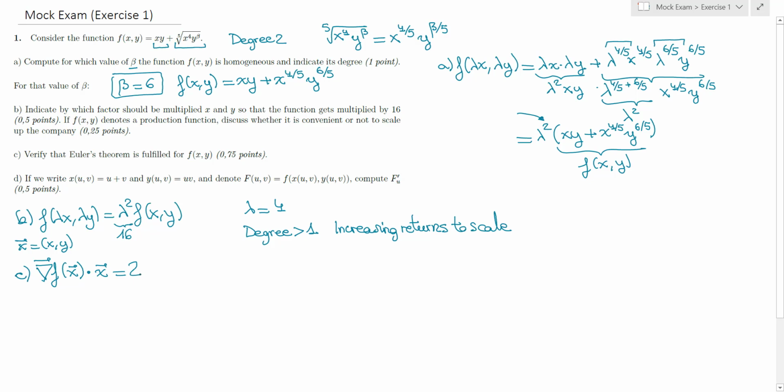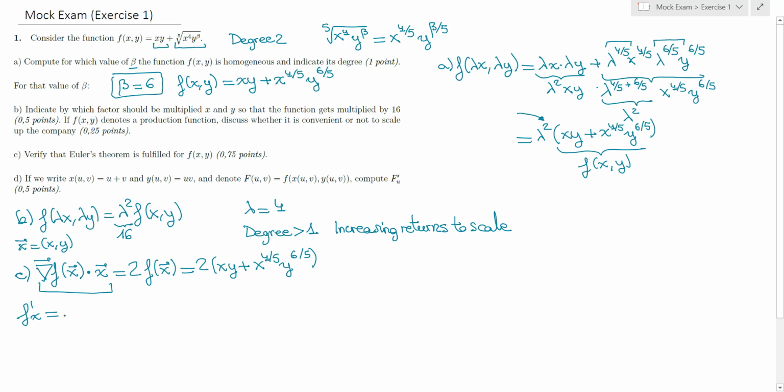In this case, it should be 2 times the original function. So this is 2 times xy plus x to the 4/5 y to the 6/5. Okay, so the right hand side has been tremendously easy to compute, and now we have to check explicitly that this is the case for the left hand side. So let's compute the partial derivatives.